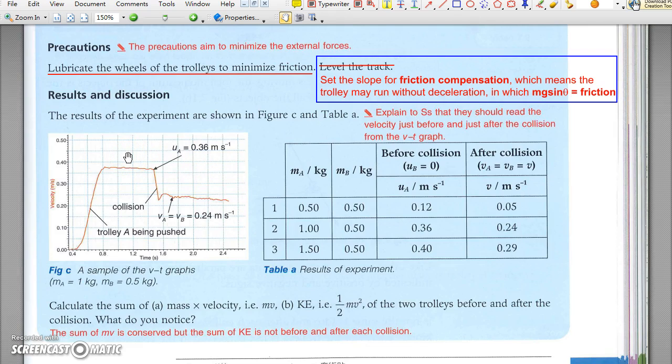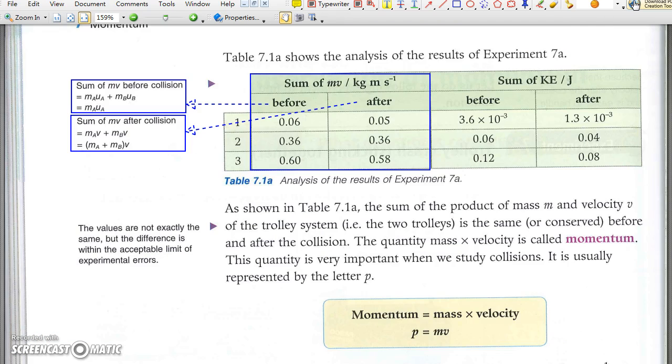You should know how to read from the graph the initial velocity and the final velocity of trolley A. The initial velocity of trolley B was 0, and its final velocity is the same as the final velocity of trolley A. We then calculate the sum of the product of mass and velocity. That means the sum of momentum before collision, which is MAUA, as UB is 0. And we also calculate the sum of momentum after collision, and that is MA plus MB multiplied with their common velocity.